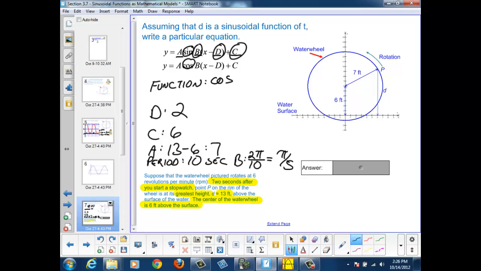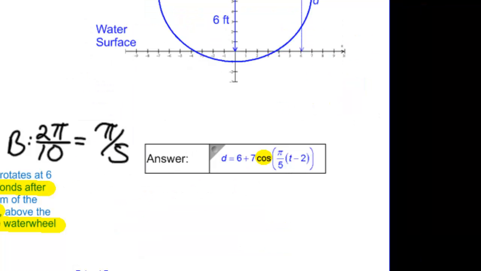So we've chosen cosine, and we have our a, b, c, and d values. So our equation should be 6 plus 7 cosine pi over 5 times the quantity t minus 2.